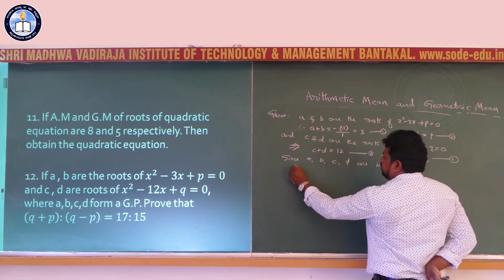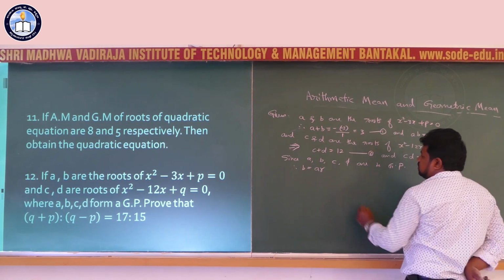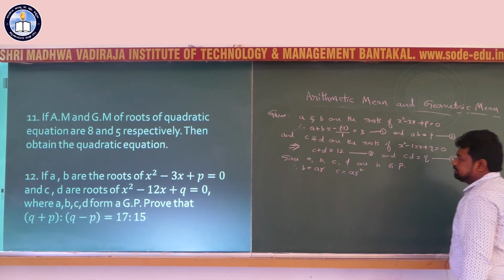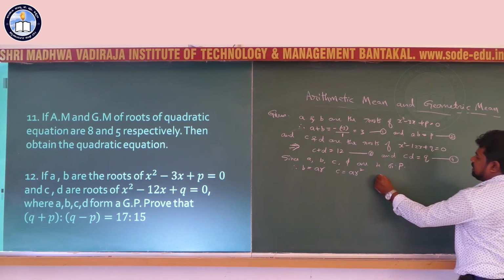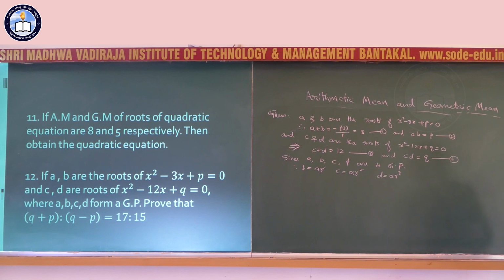Therefore, B equal to AR, C equal to AR square and D equal to AR cube. Since A, B, C, D are in geometric progression, I take B equal to AR, C equal to AR square and D equal to AR cube. Here first term A and I take the common ratio as R.